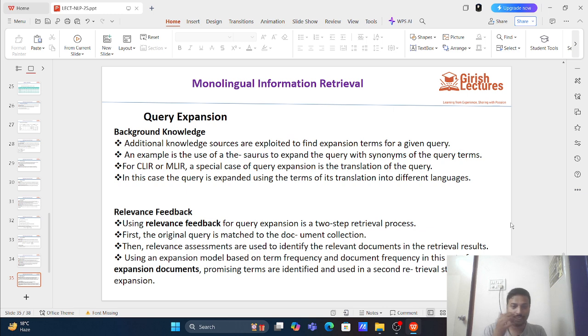Okay, so likewise, it is a very special case. Suppose if you take CLIR and MLIR, these are the two techniques especially we can use. This will translate your query, so that after the translation, if you want to add any of the terms to that query, we can also take the help of your background knowledge to understand them.